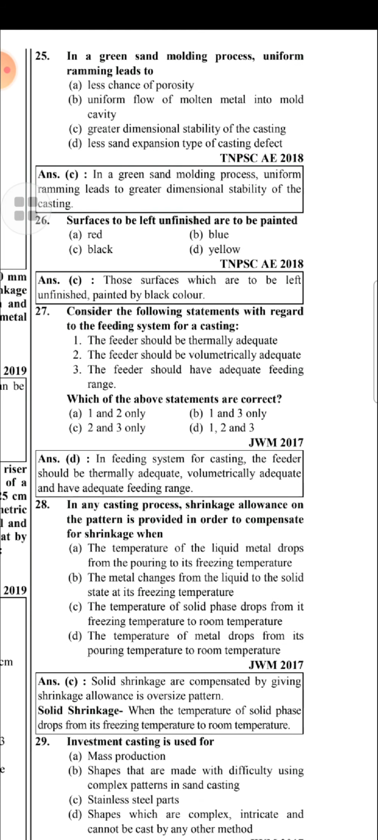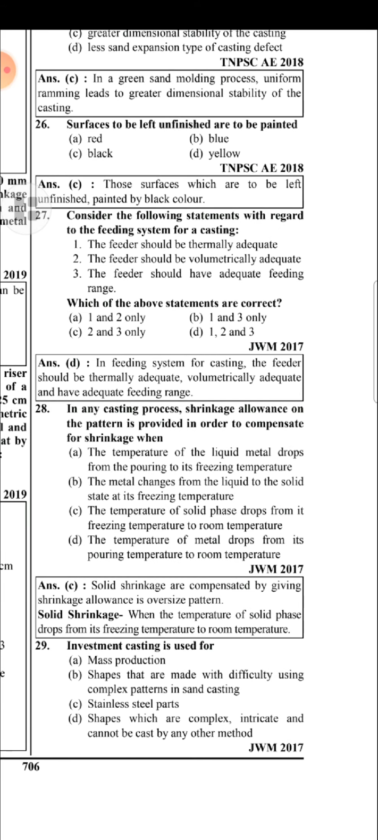adequate feeding range. In any casting process, shrinkage allowance on the pattern is provided in order to compensate for shrinkage when the temperature of the solid phase drops from its freezing temperature to room temperature. Solid shrinkage is compensated by giving a shrinkage allowance, that is, an oversized pattern.